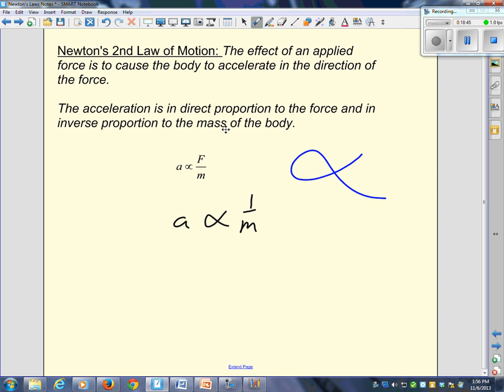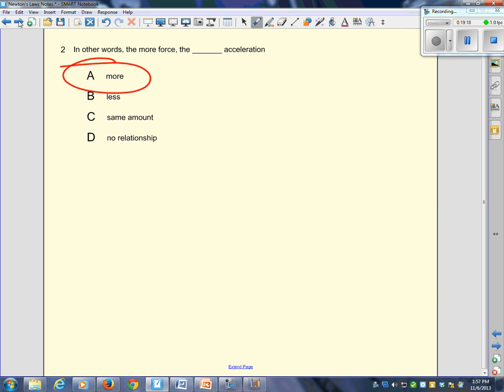The acceleration is in direct proportion to the force. In other words, the more force, the greater the acceleration. If I throw a tennis ball and someone hits it with a bat, if they hit it with a large amount of force, it accelerates. If you hit it with a little wee bit of force, it does not accelerate as much. Right? The more force, the more acceleration. That's important.